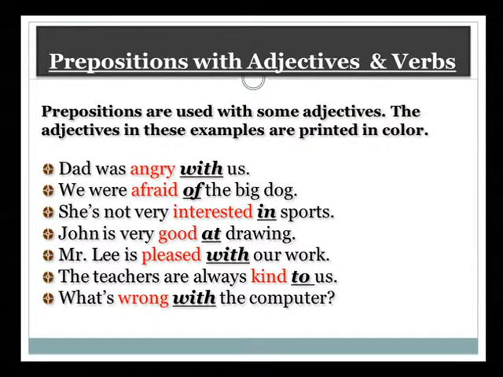Dad was angry with us. So here with is used as a modifier for the adjective angry. We are afraid of the big dog. So afraid is an adjective. Along with that, we are using a preposition like of. She is not very interested in sports. So interested as an adjective should always take in after that. John is very good at drawing. Good as an adjective should always take at after that.